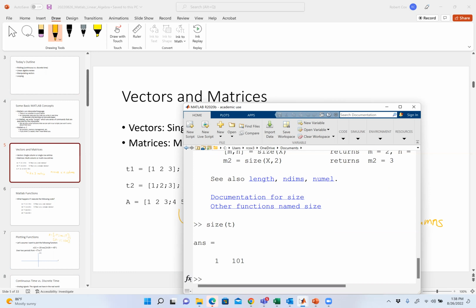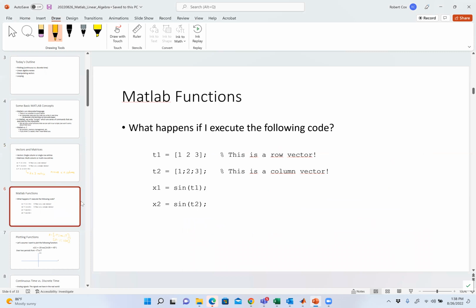So that's useful to me when I want to try to do multiplications or operations, which we're going to do here in a little bit. I'll talk about some of those useful commands too. So we talked about this briefly the other day. There's my row vector, there's my column vector. If I plug those vectors into a function, so sine is a function that MATLAB has defined, what do you think I'm going to get out of x1 and x2? If t1 is a row vector, x1 is going to be a row vector. t2 is a column vector, x2 is going to be a column vector, right? They're going to come out with the same size that went in. That should be pretty straightforward.